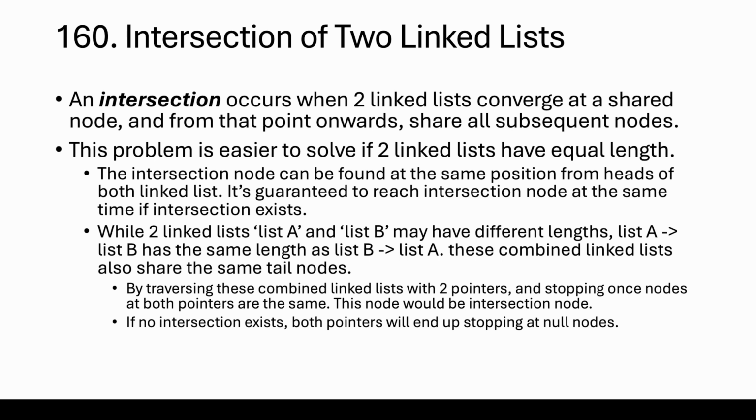These combined linked lists also share the same tail nodes. By traversing these combined linked lists with two pointers and stopping when nodes at both pointers are the same, this node would be the intersection node. If no intersection exists, both pointers will end up stopping at null nodes.